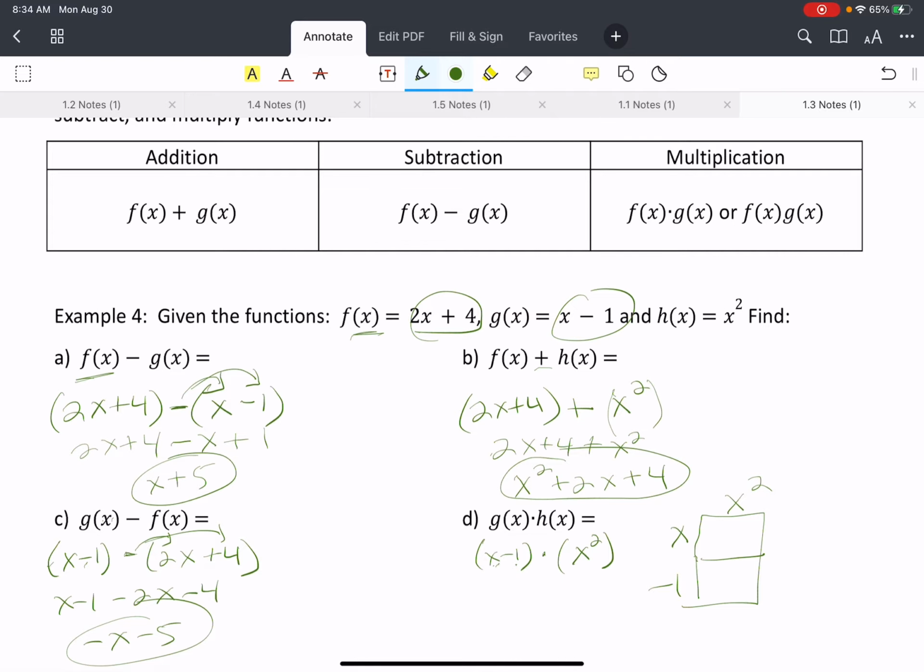So x times x squared is x cubed. And then negative 1x squared. And then I look, are these like terms? No, because their exponents are different. So then I can just write it out, but for it to be in standard form, I have to pick the biggest exponent first. So the x cubed is going to go first.